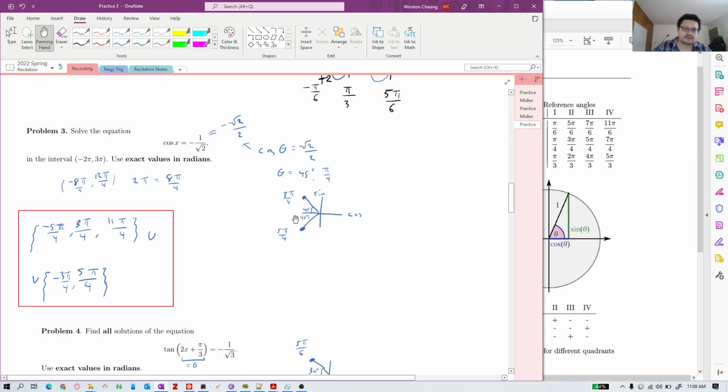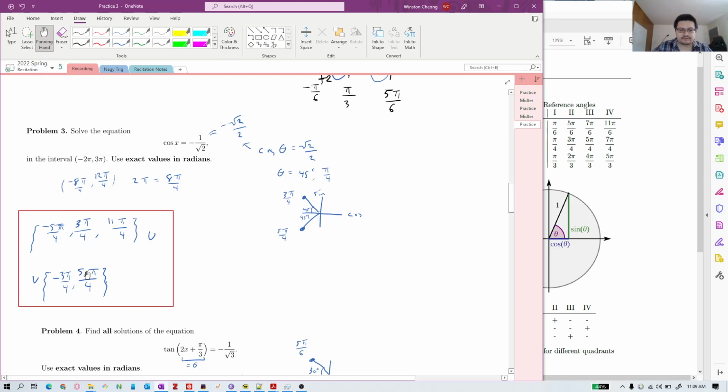Next, we consider this other potential set of solutions that are equivalent to 5 pi over 4, and we do the same thing. We try going to the right as much as possible, try going to the left as much as possible. 5 pi over 4, if I add 8 to 5, I get 13. We're greater than 12, so we've already left the interval. So we stop there.